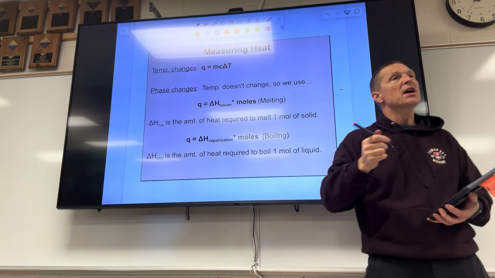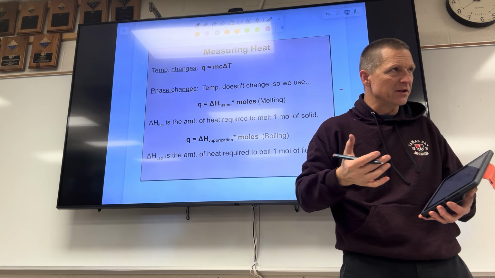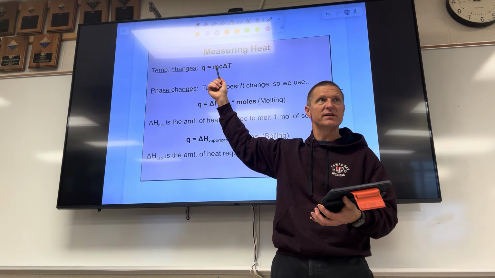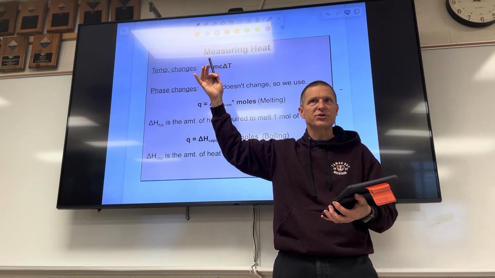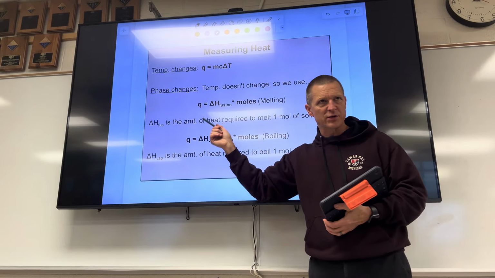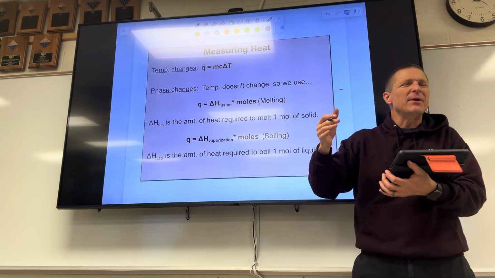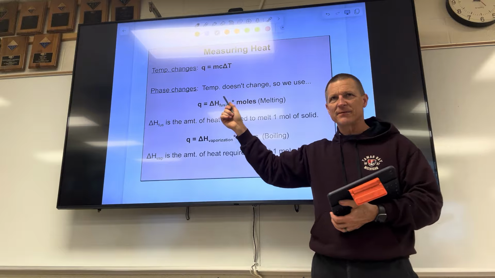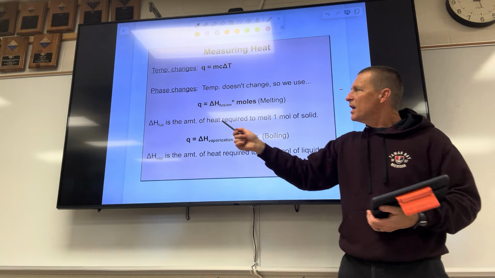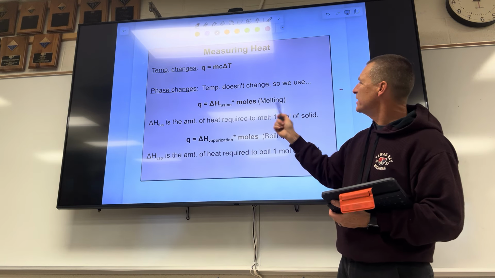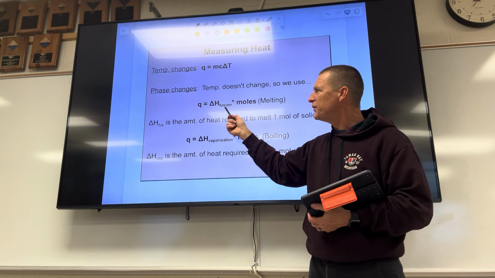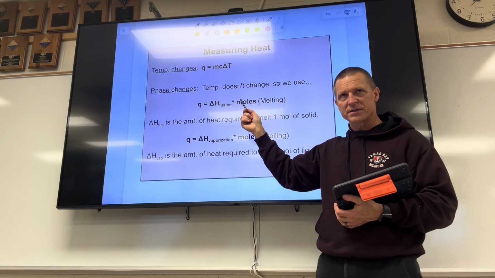The temperature's not changing. So if we want to know how much energy is involved with the phase change, we can't use Q equals MC delta T because there's no delta T. It doesn't change temperature during the phase change. So there are other equations that we have to use. They're really the same equation, but they use a different constant. So if you are melting a solid, then we're going to use this. It says for melting, Q equals the enthalpy of fusion times moles.